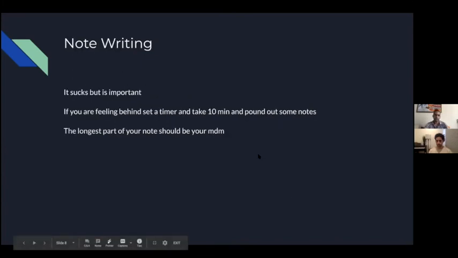And then the last thing is note writing. We talked about how note writing sucks, but it is important. So if you feel like you're falling behind, set a timer for 10 minutes, go into your isolation chamber and just do as much as you can. The longest part of your note should be your MDM. And again, this is contrary to what you're taught in med school. The history is important, but it should be very focused: the who, what, when, where, why of the presentation, as well as the pertinent positives and negatives for the critical differential. The medical decision-making is where you want to spend most of your time, and that's where you articulate the reasons why you either worked up or ruled out the diagnoses that could kill a patient.